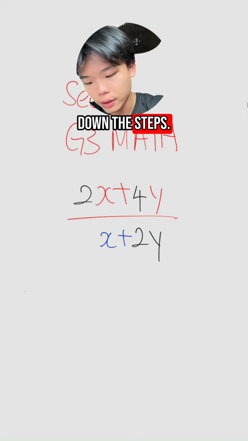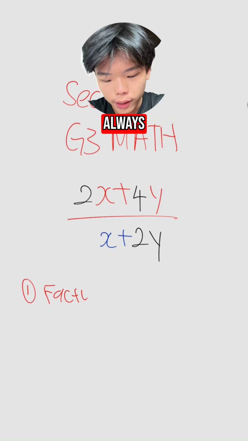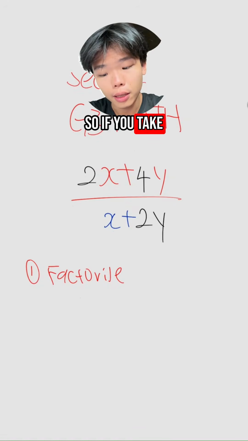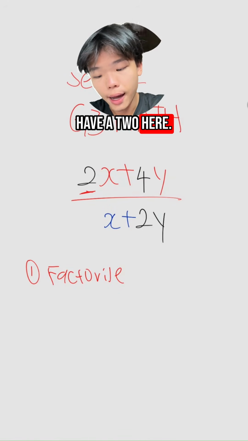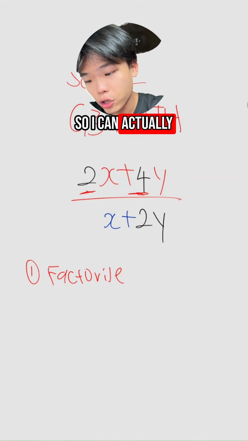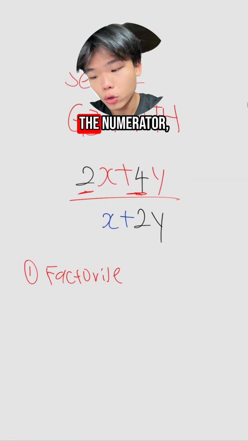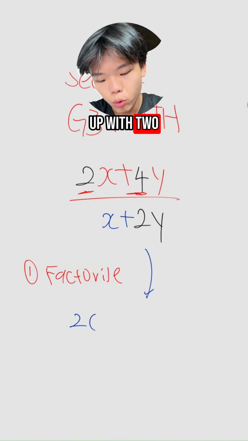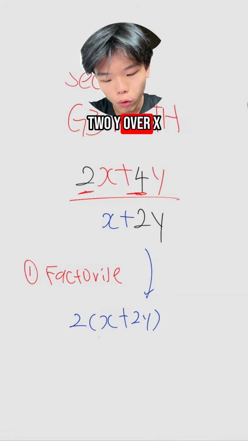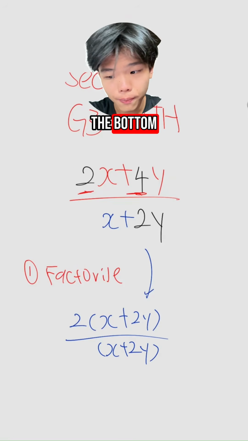So I'm just going to write down the steps first. Step 1, you must always factorize first. If we take a look at the numerator, I have a 2 here, I have a 4 here, right? So I can actually factorize out the 2 from the numerator. And when I do that, I end up with 2 bracket x plus 2y over x plus 2y at the bottom, as you can see over here.